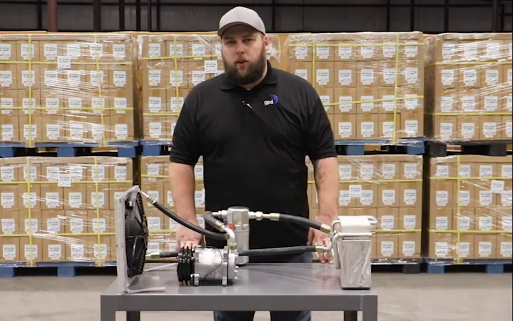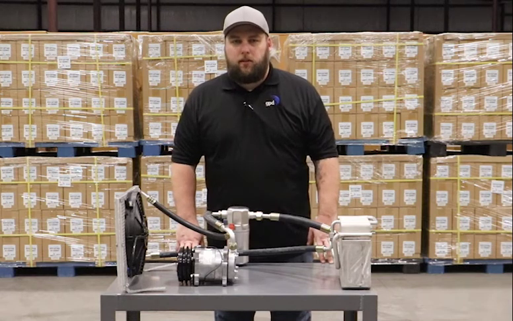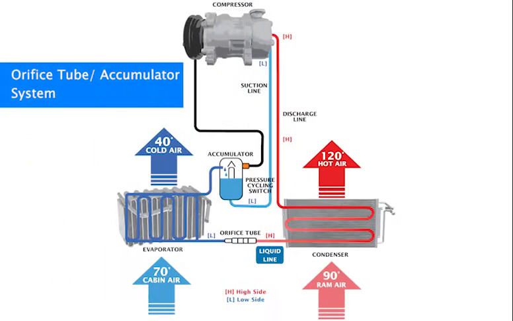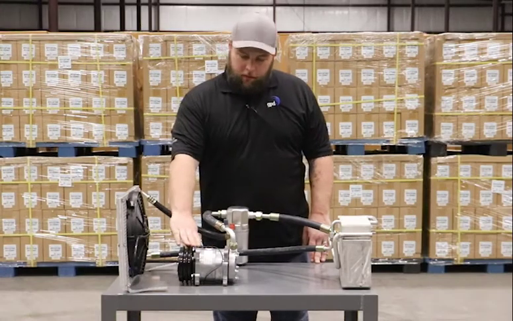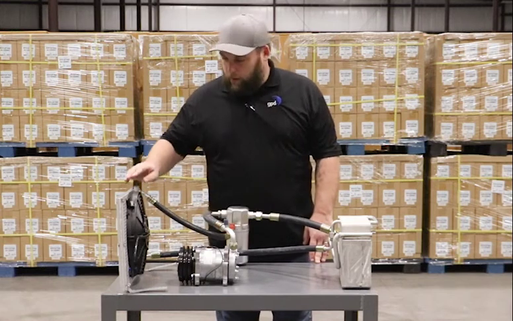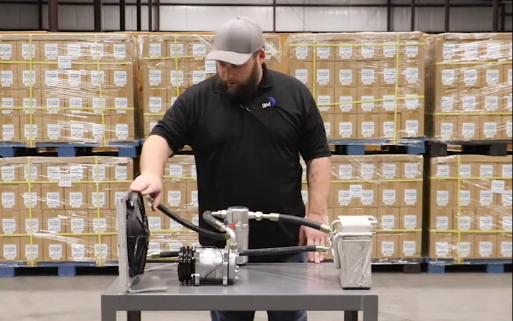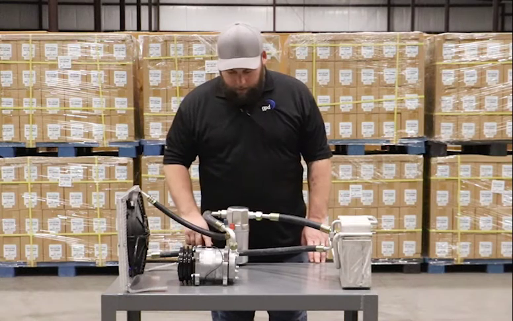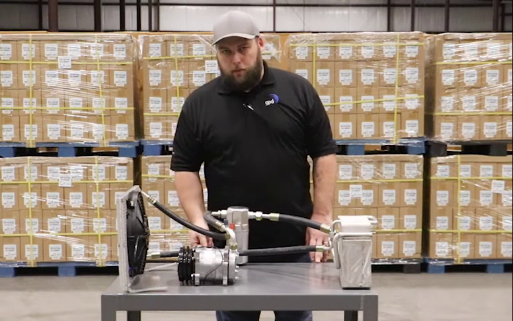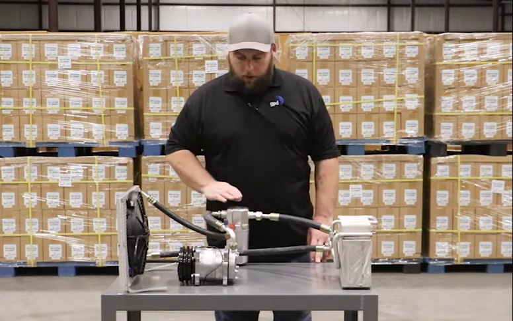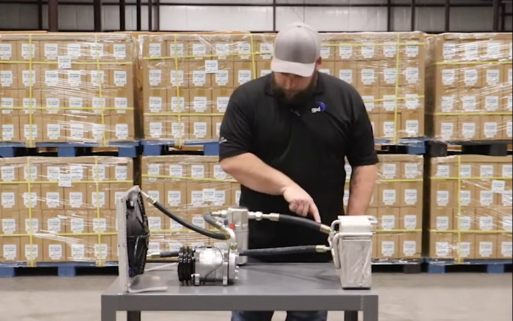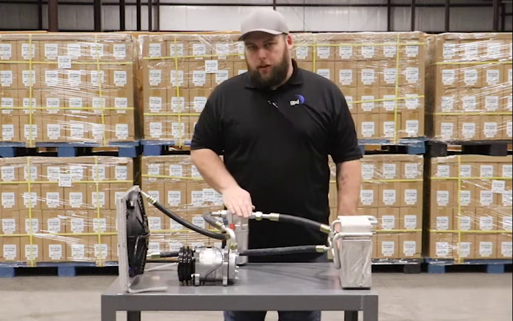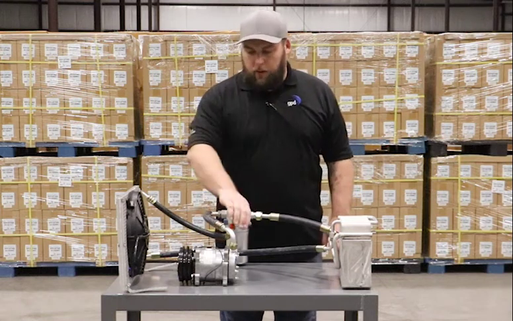Take a few minutes to just go over a basic AC system, just how it functions, how it operates. This is an orifice tube accumulator setup. This is your compressor. This is your discharge line going to the condenser with the fan assembly. This is your liquid line. In this system, this is where the orifice tube is located, because this is an orifice tube accumulator system. This is your evaporator, and this is your suction line going to your accumulator, and this is the suction line going back to the compressor.